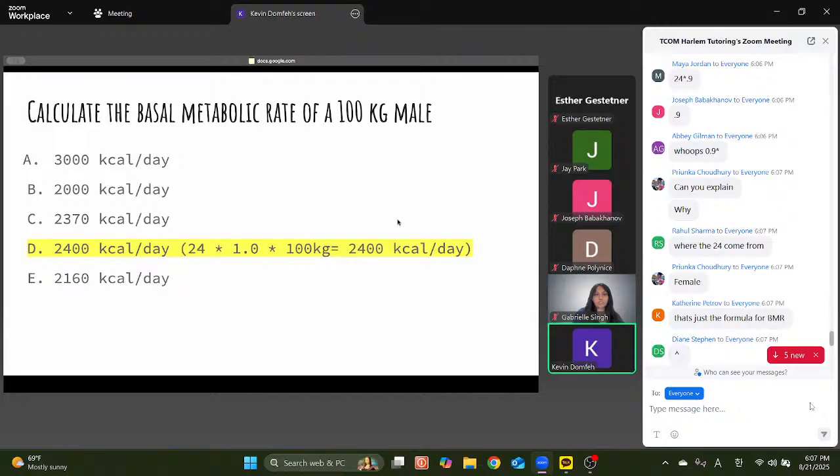Are we good? Thumbs up, down, sideways. Yeah, 24 is just a constant. It's a part of the formula. Okay, I guess we can move on.